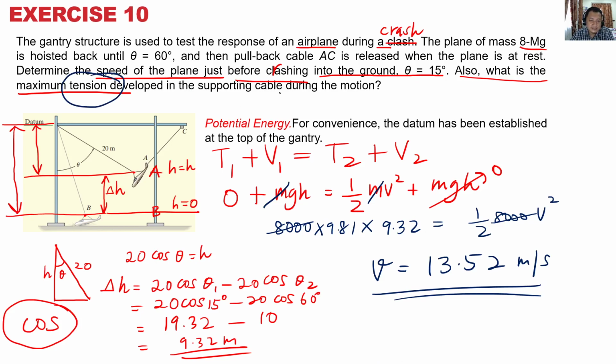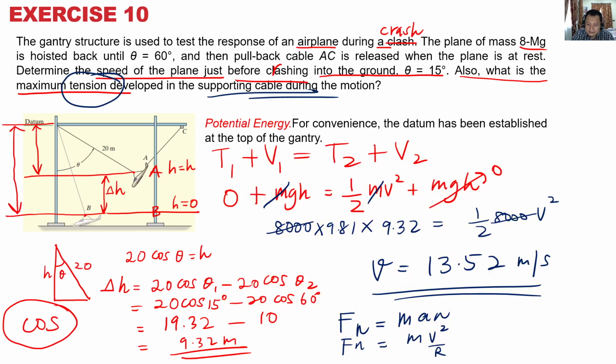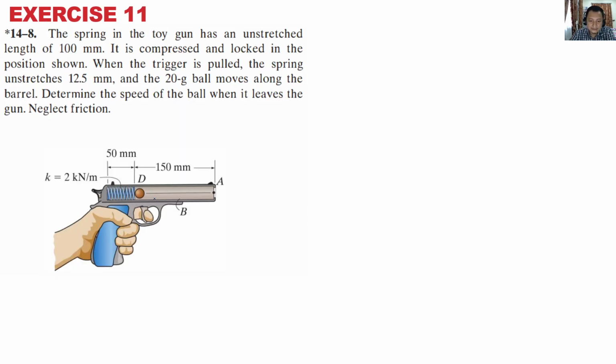Maximum tension developed in the supporting cable. This one we have done before, remember? F normal is equal to m a normal. F normal is equivalent to m v squared over r radius. 13.52. Check the answer: 13.5. Nothing much, but you have to understand the change in height, delta H. Another exercise. This is a spring toy gun.